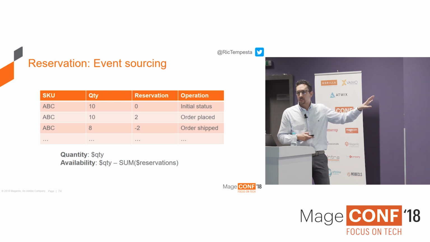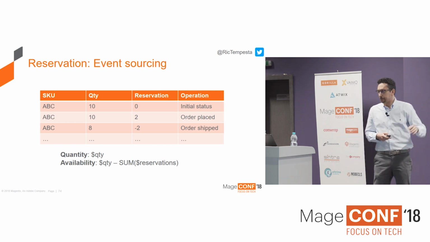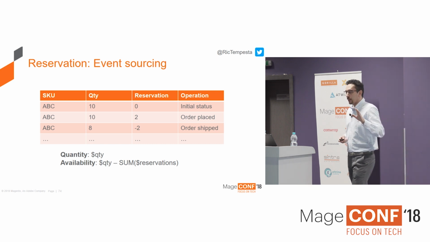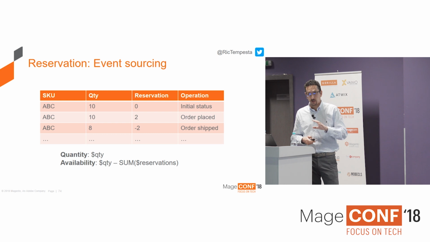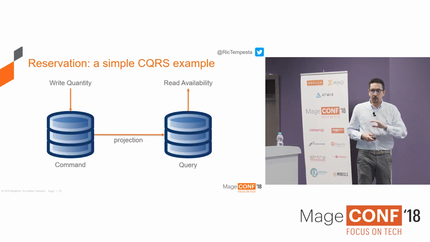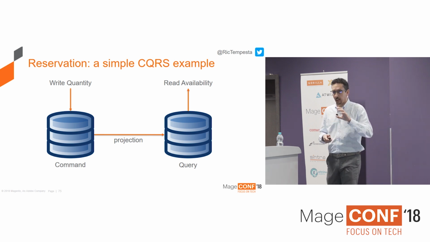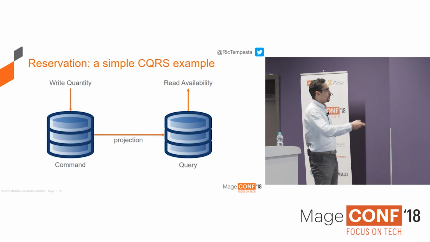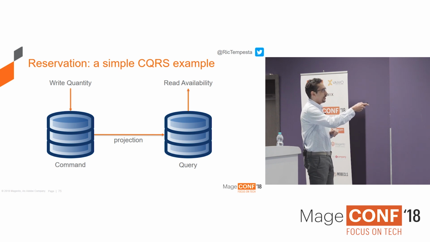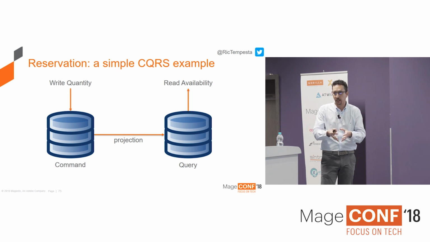I'm pretty sure that most of you know about CQRS. So CQRS stands for Command and Query Responsibility Segregation, I'm sorry. So basically, as I told you before, we have 2 different representations of the same idea. So we have quantity and we have availability. So basically, we write the quantity. This is the command. A command is something that changes the state of an application.